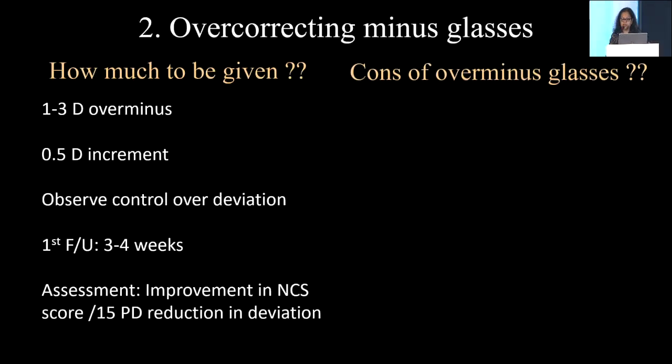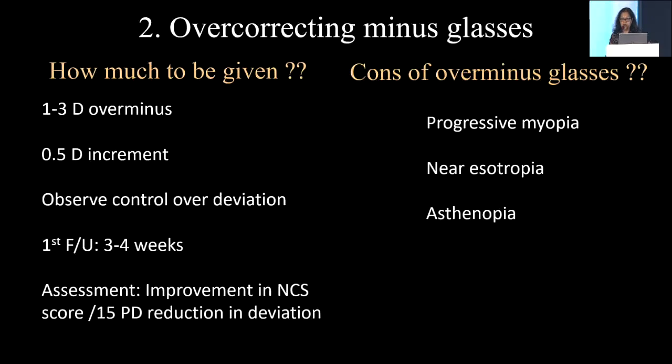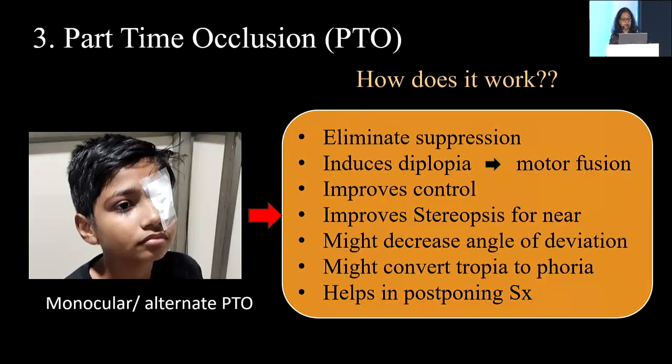However, there are cons of over-minusing. They can actually develop myopia. In this day and age of myopia pandemic, we wouldn't want to do that. They can also develop near esotropia or phoria and asthenopia.